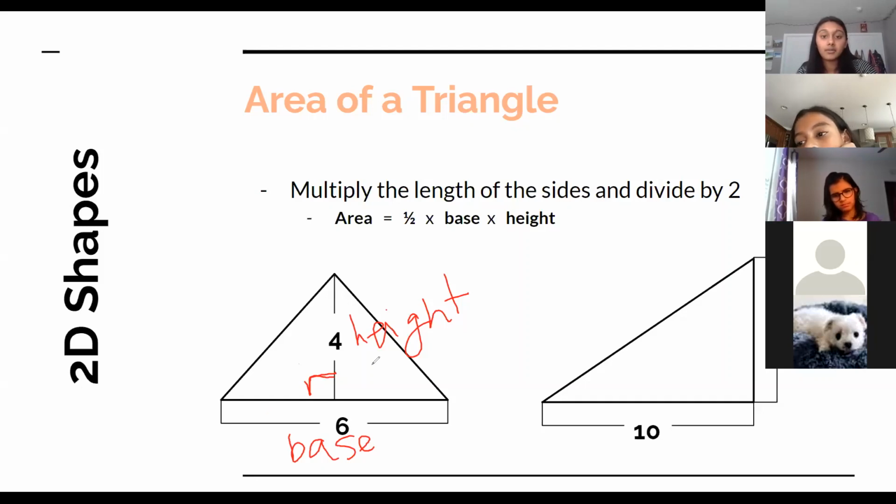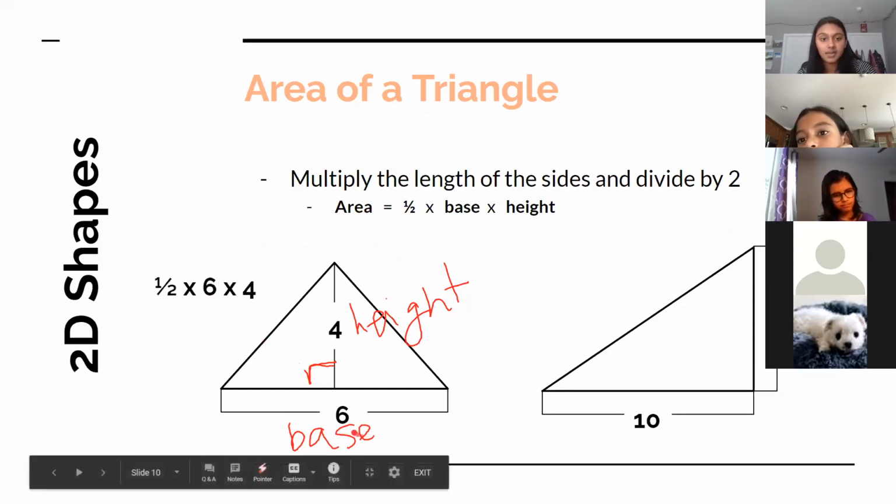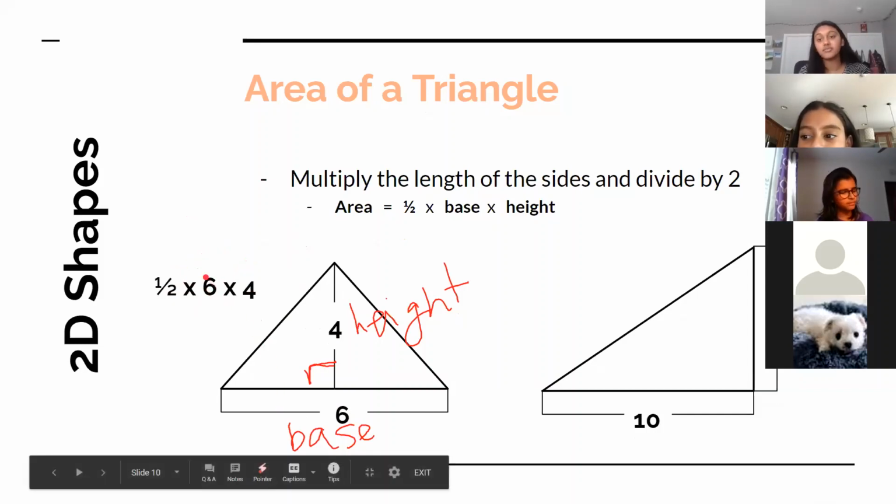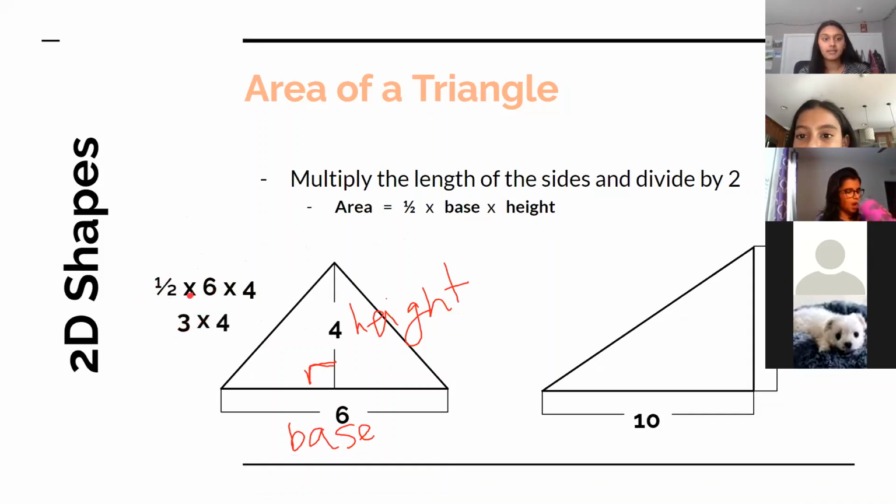So when we do that, we're going to use our formula. Area equals 1/2 times 6, which is your base, times height, which is 4. We're going to do left to right, so we're going to do 1/2 times 6. Whenever you're multiplying anything by 1/2, that's just dividing it by 2. So 6 divided by 2 is 3. And then we have that times 4. And 3 times 4 is 12.